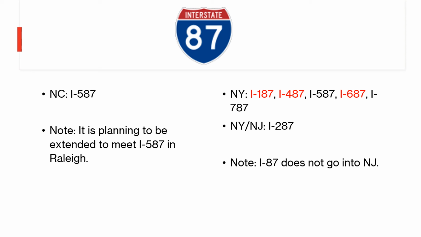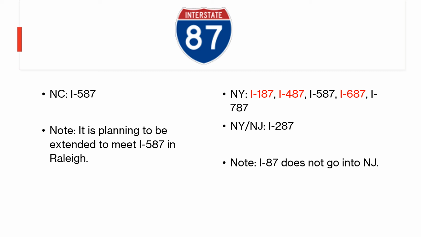And in New York, you have 187, 487, 587, 687, 787. New York, New Jersey, you have 287. 187, 487, 687 were all planned and all canceled. And they were also former.